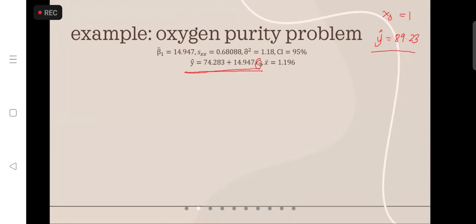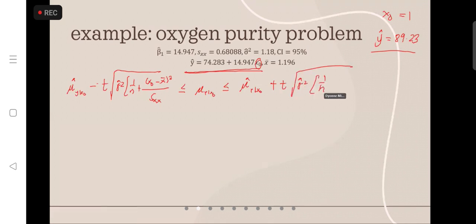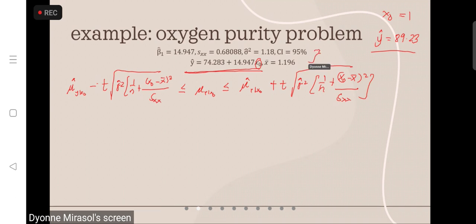So to solve for the confidence interval for the mean response, again, our formula: mean hat minus value of t times the square root of the estimator of variance times 1 over n plus x0 minus x bar squared over sxx, less than or equal to mean at x0, less than or equal to mean hat at x0 plus t times the square root of the estimator of variance times 1 over n plus x0 minus x bar squared over sxx. So, based on the given, we now have the values.